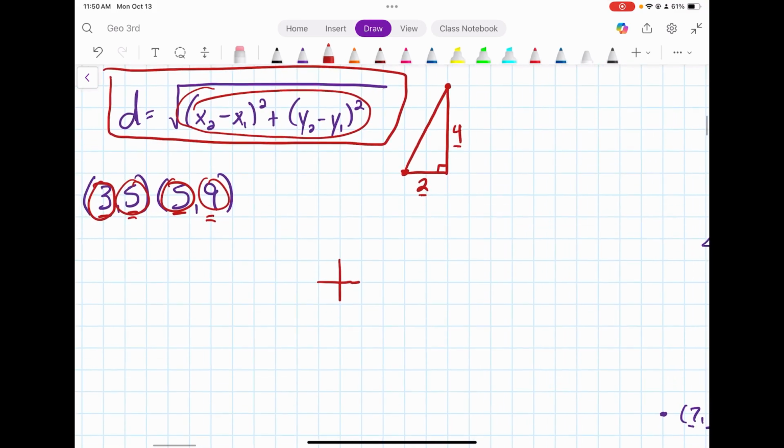Again, what I like to do is shrink the sides. Instead of using 2 and 4, using 1 and 2, and find that missing side, and then scale it back up. So then we have 1 squared plus 2 squared equals c squared, or 5 equals c squared. To get rid of a square, we square root. So the square root of 5 is going to be the missing side there, but then once we scale it back up by multiplying back by 2, we find the distance between those 2 points is 2 root 5.